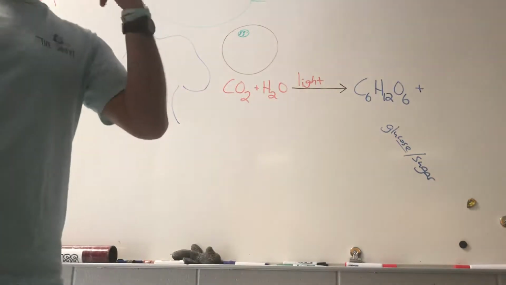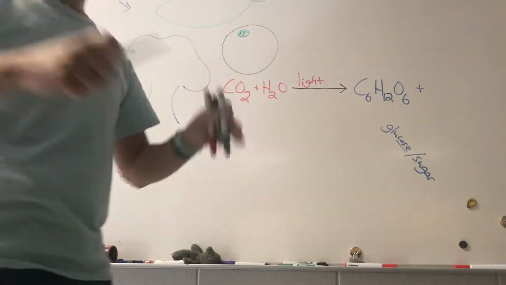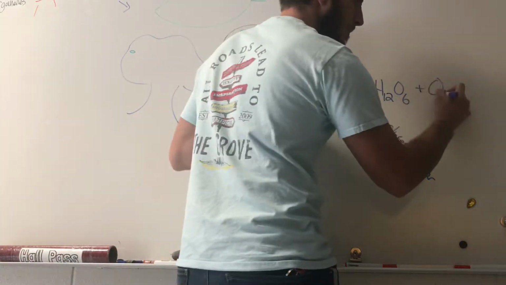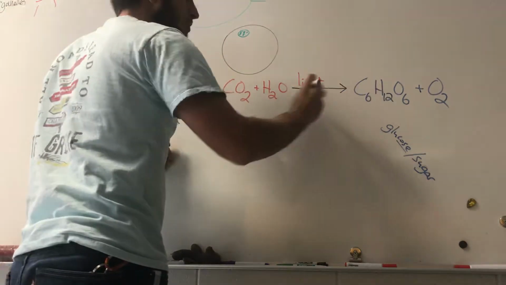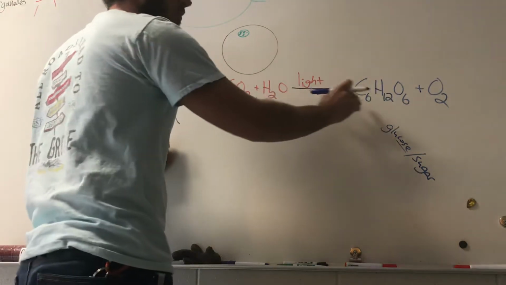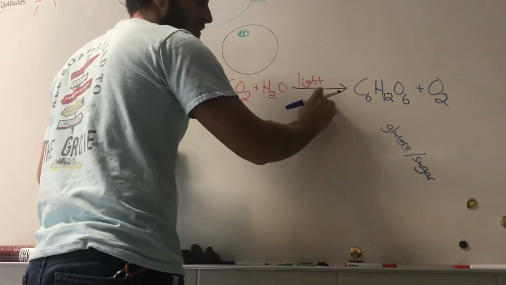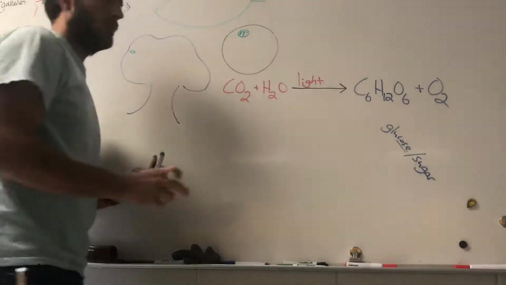What do plants give off? They kind of breathe out oxygen. We write that as O2. So CO2 plus H2O in the presence of sunlight yields sugar and oxygen.